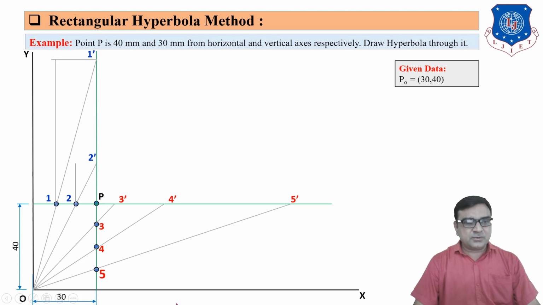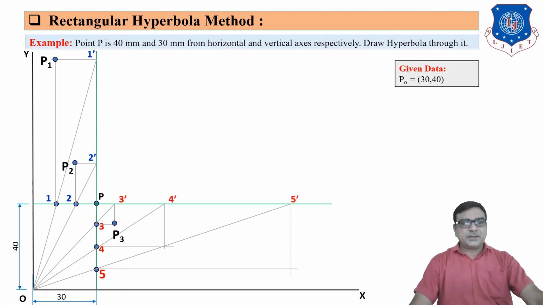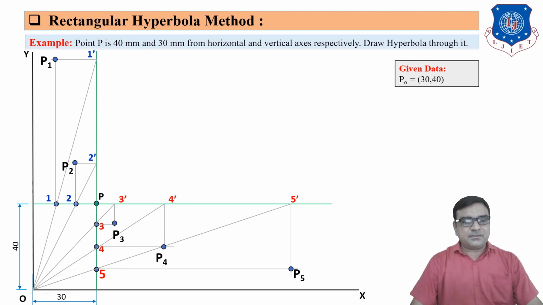Similarly from 2 vertical, 2 dash horizontal. Similarly from 3 dash vertical, 4 dash vertical, 5 dash vertical, and horizontal from 3, 4 and 5. The respective intersection points are points of the rectangular hyperbola, denoted by P1, P2, P3, P4 and P5.